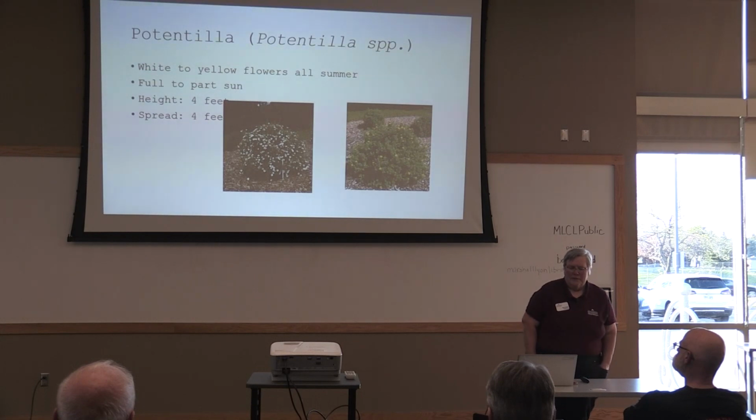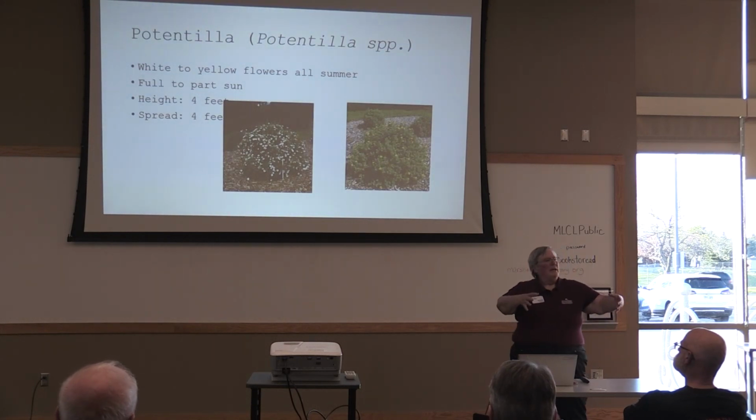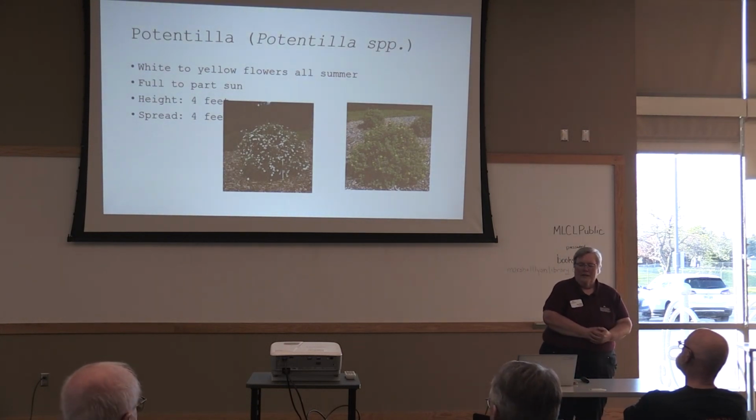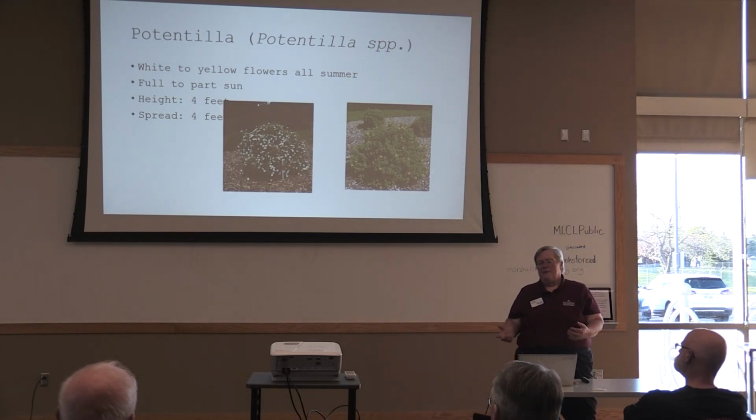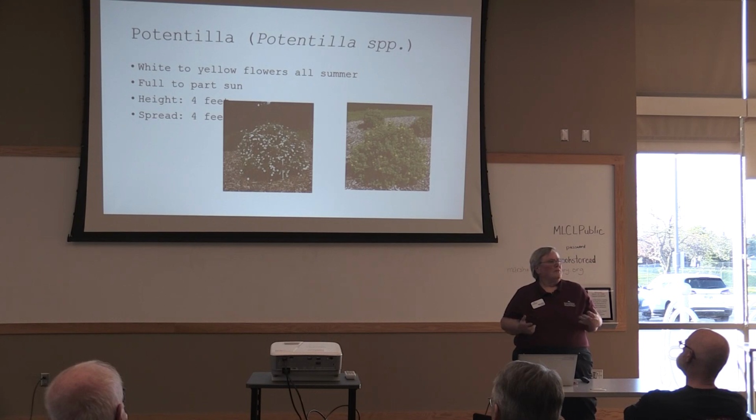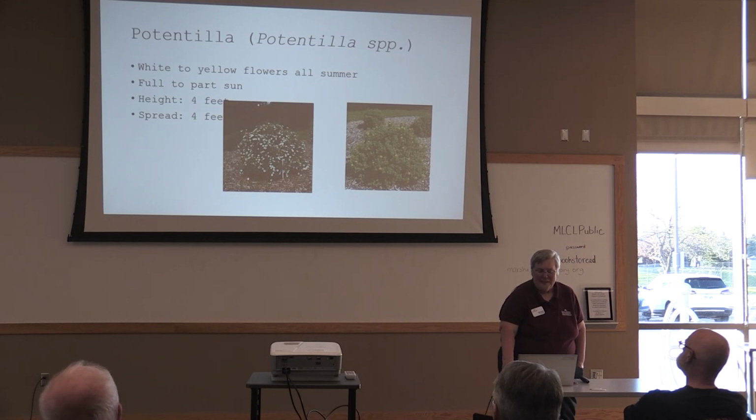Potentilla, which is a fun one. This is a nice compact shrub. You can get it with yellow or white flowers. Gets about 4 feet, full to part sun. So if you've got an area you're trying to fill in, some of these shrubs are really good for it.